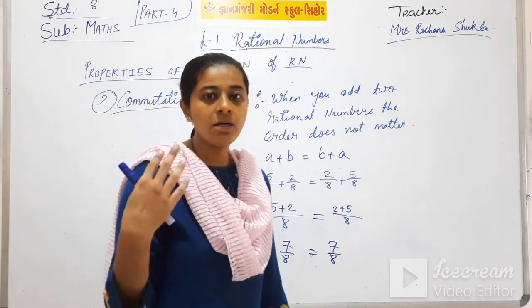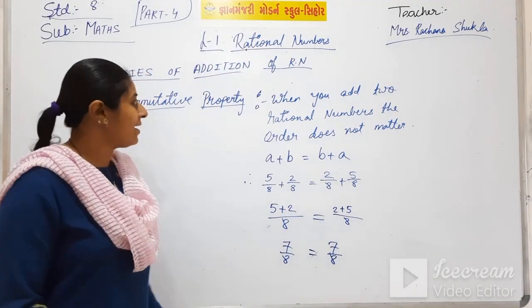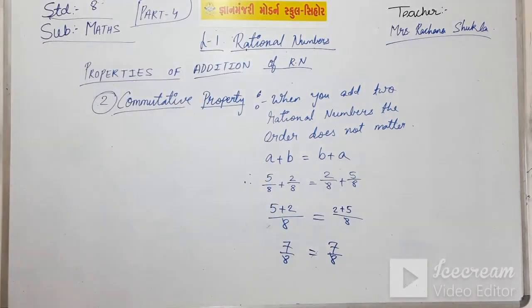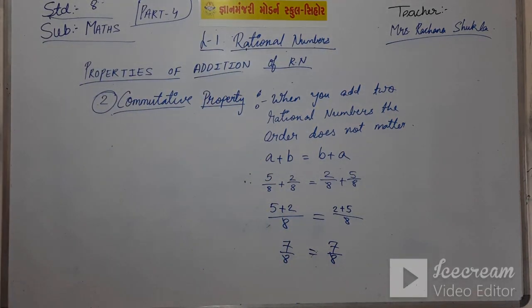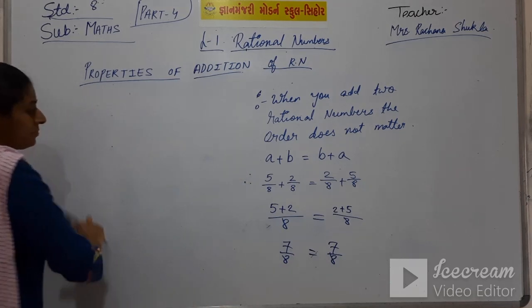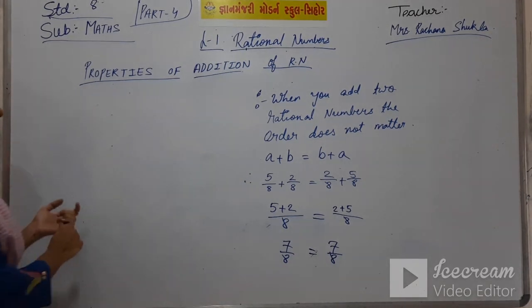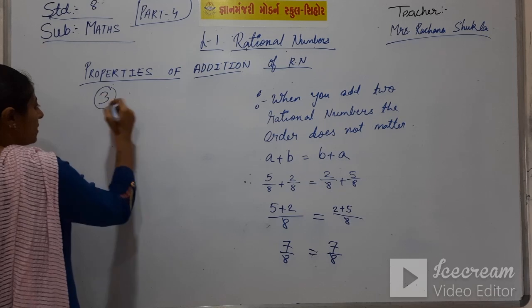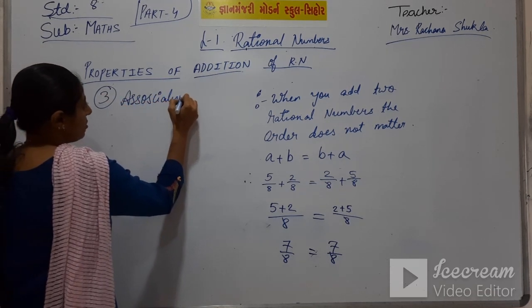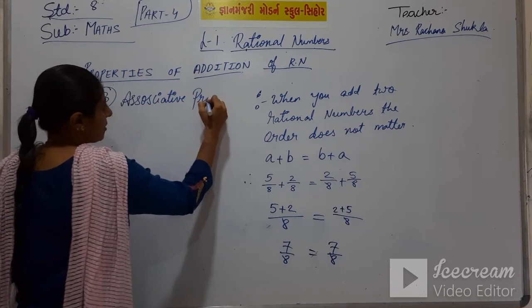Now we will see the third property of addition, that is associative property of addition. The third property, associative property.